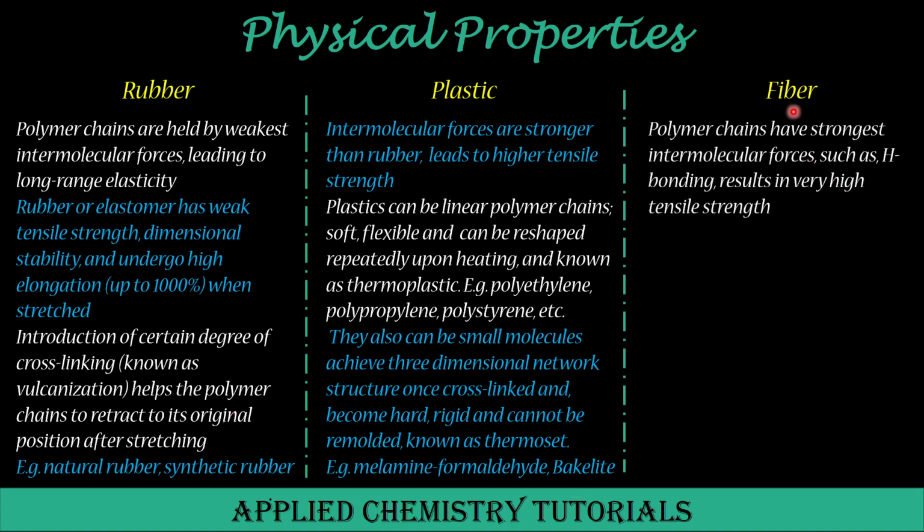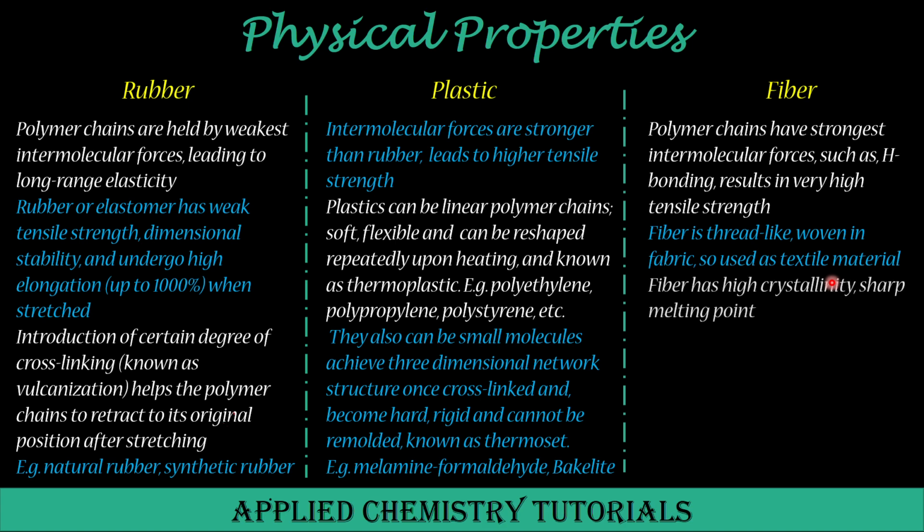Now, for fiber, polymer chains have strongest intermolecular forces such as the hydrogen bonding. These are the forces working between the different functional groups which results in very high tensile strength. Fiber is thread-like woven in fabric, so used as textile material. Fiber has high crystallinity, sharp melting point. Examples are cotton, silk, nylon, polyethylene terephthalate, etc.